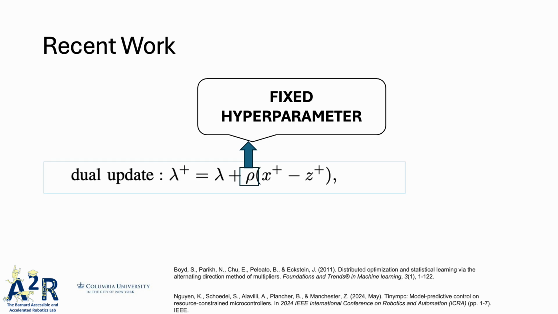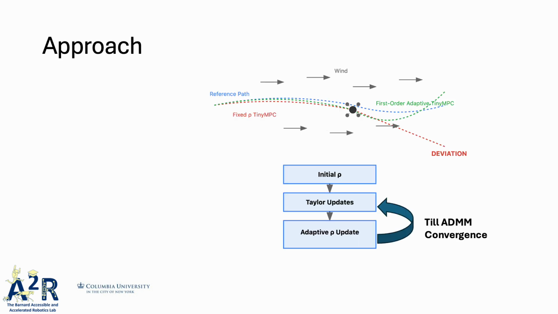However, a major limitation of this approach is that the penalty parameter rho must remain fixed. Previous research has shown that adapting rho during optimization is crucial for stability and convergence speed in ADMM solvers. Our approach, first-order adaptive caching, solves this challenge by making rho adaptable without requiring full cache recomputation.